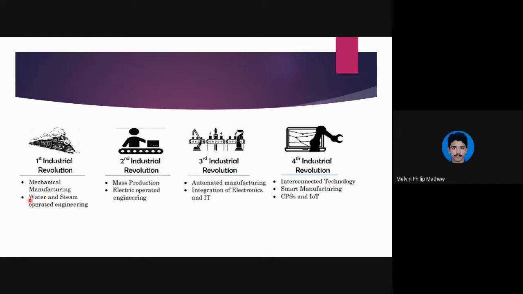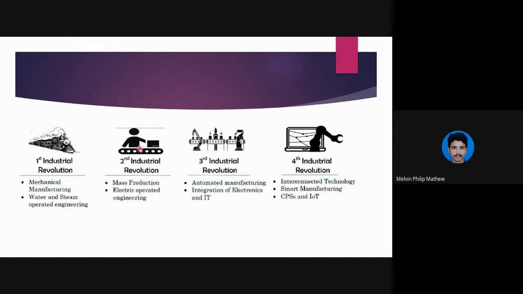They took the application of water and steam to operate various engines and various systems to provide power. This sufficiently ran various machines, and this is how it revolutionized the first industrial revolution. Then comes the second part.